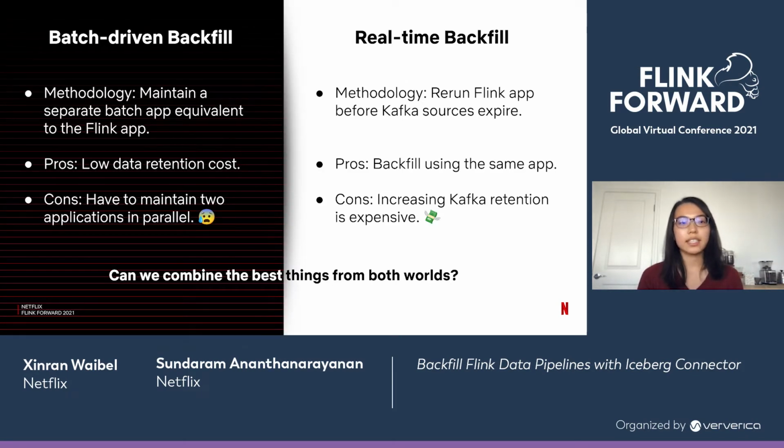To summarize, there are two common approaches for backfilling. One is batch-based backfill, which is about maintaining a separate app equivalent to the Flink application. The advantage is the data retention is at low cost. However, engineers have to maintain two applications in parallel. Another approach is real-time backfilling, which is about basically rerunning the Flink application before the Kafka source expires. The biggest advantage of this approach is that you can use exactly the same app for both production and backfilling, but the challenge here is that increasing Kafka retention is very expensive.